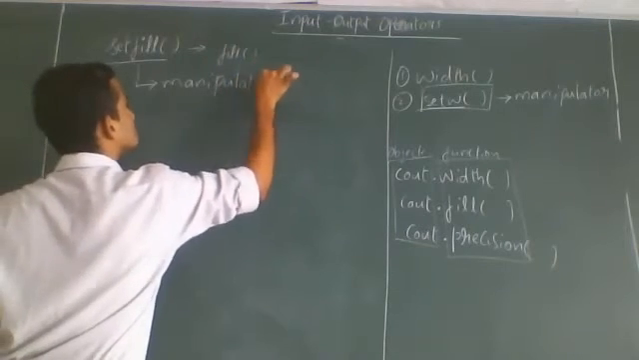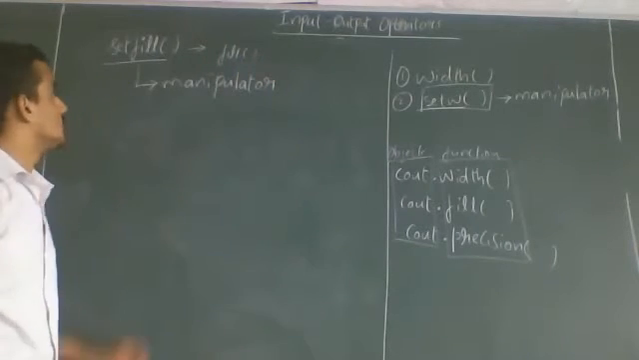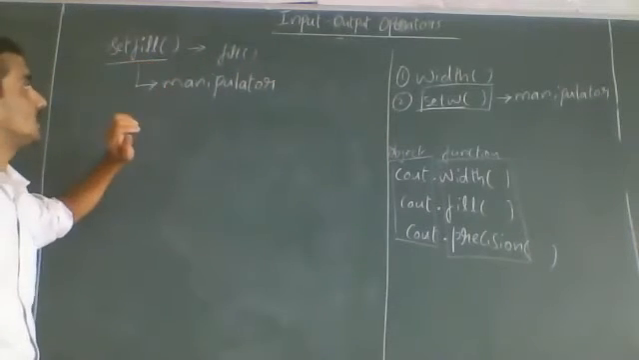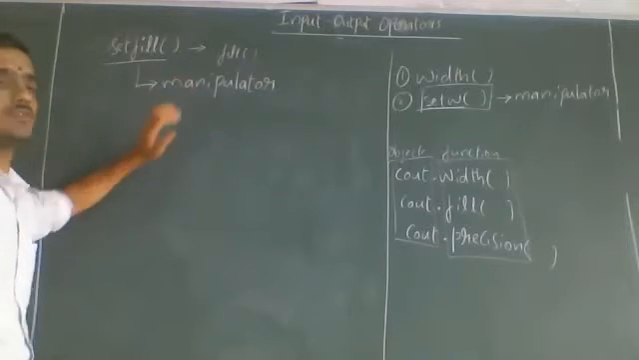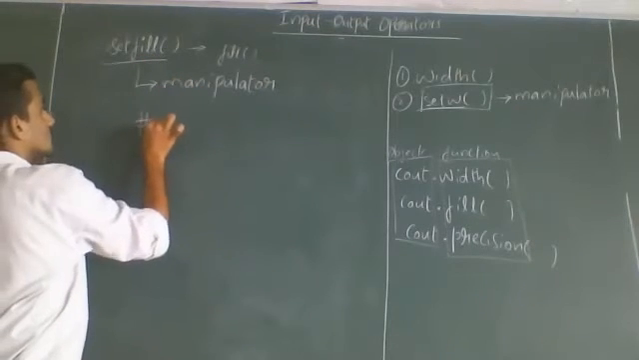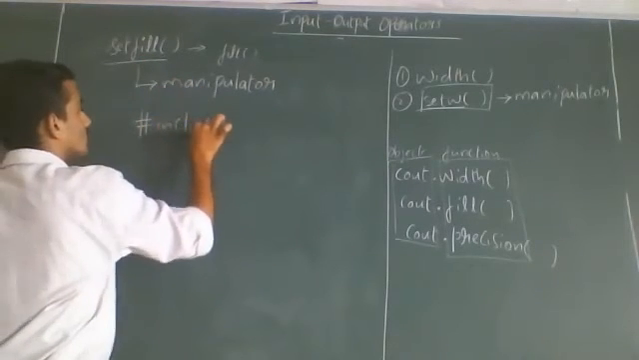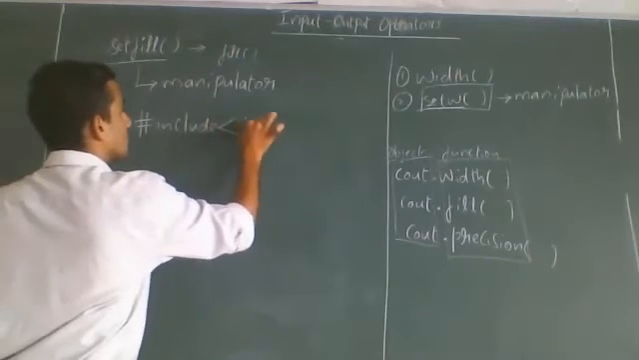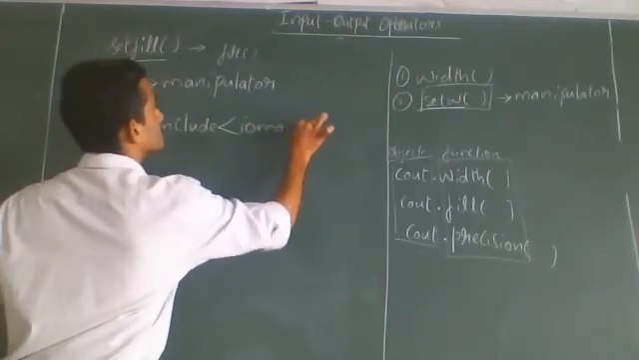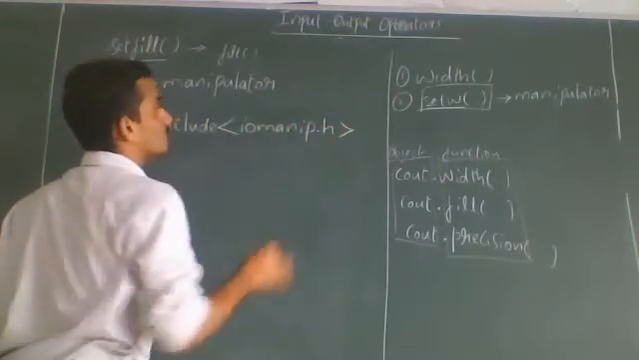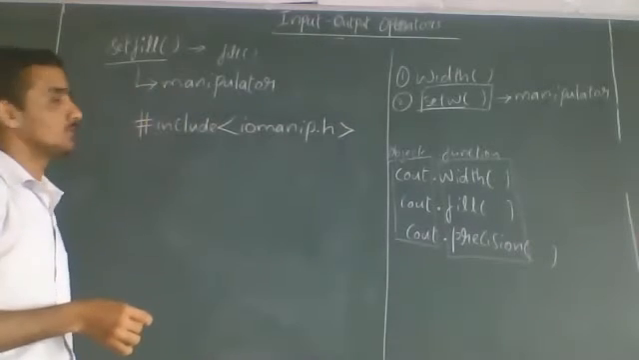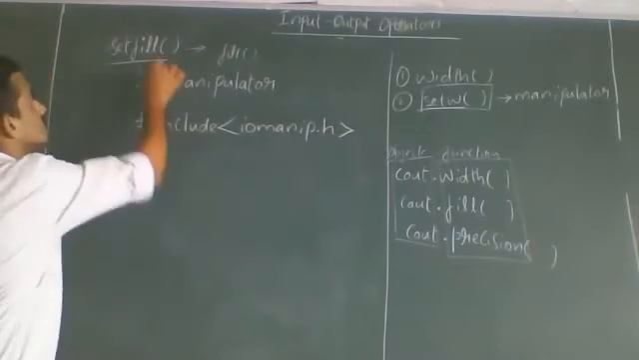So it is called a manipulator. It is called a function as well as a manipulator. To use this function, we need the header file, that is iomanip.h.